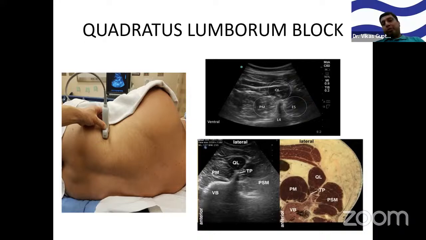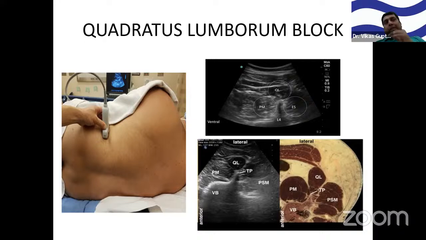There are 4 types of quadratus lumborum block we can use, depending on the approach. In 1 we are using the lateral approach, 2 posterior, 3 anterior or transmuscular, and the 4th is intramuscular.